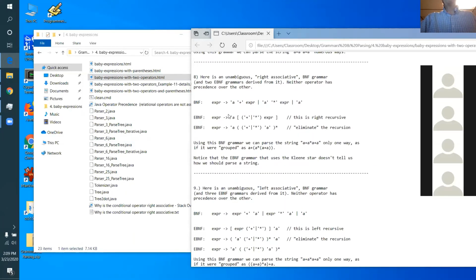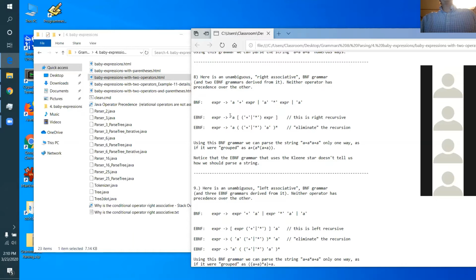You would just remember you write a get expression for each of these. This expression has 3 clauses. Actually, you can rewrite this in an easier way. In all 3 of these cases, you always begin with an A. It's A plus expression, or A times expression, or A. So you always begin with an A.